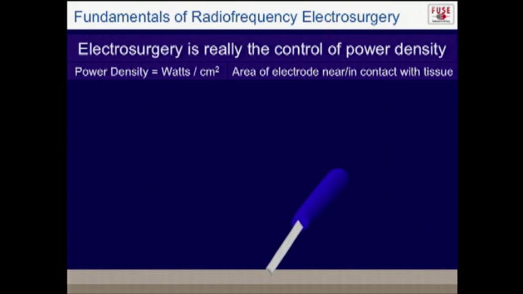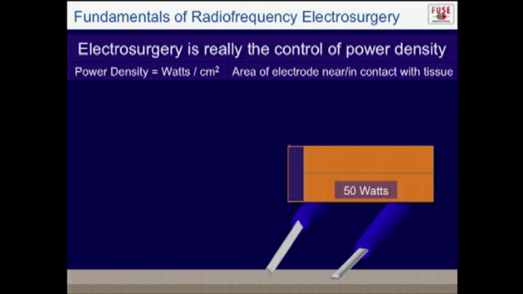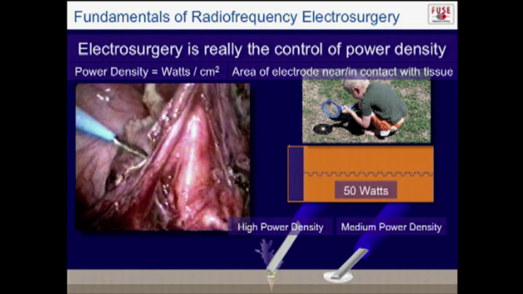So if we take these two hand electrodes, this blade here, and it's the same blade, and we take it on edge or on the side, and we take the same output, low voltage, we get a high current density or high power density in the edge contact and medium in the other side. And what do we get? On one side we get vaporization, on the other side we get coagulation.